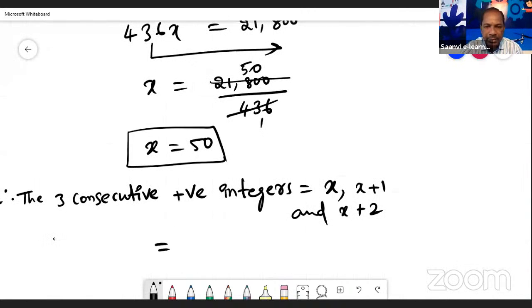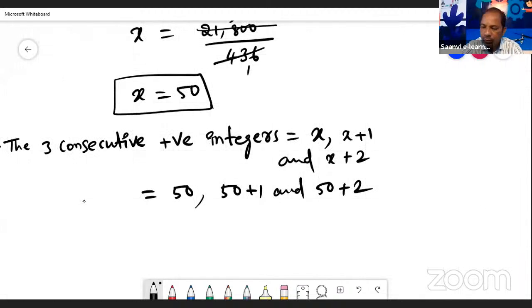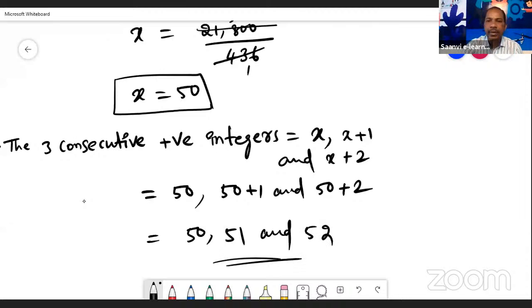So first one is x. The x value we got is 50. The second one is x plus 1, it means 50 plus 1. And what is the third integer? x plus 2, it means 50 plus 2. So we get 50, 50 plus 1 is 51, and 50 plus 2 is 52. So these are the required three consecutive positive integers. Okay, children.